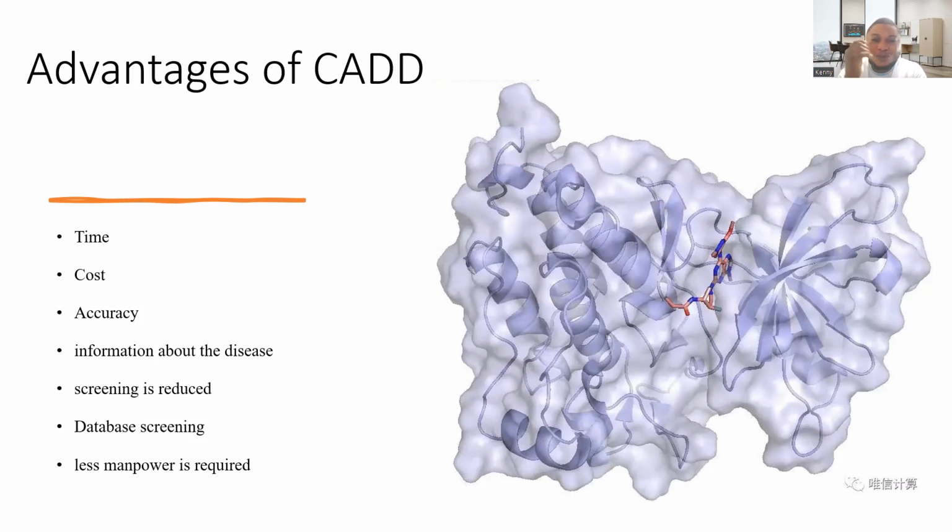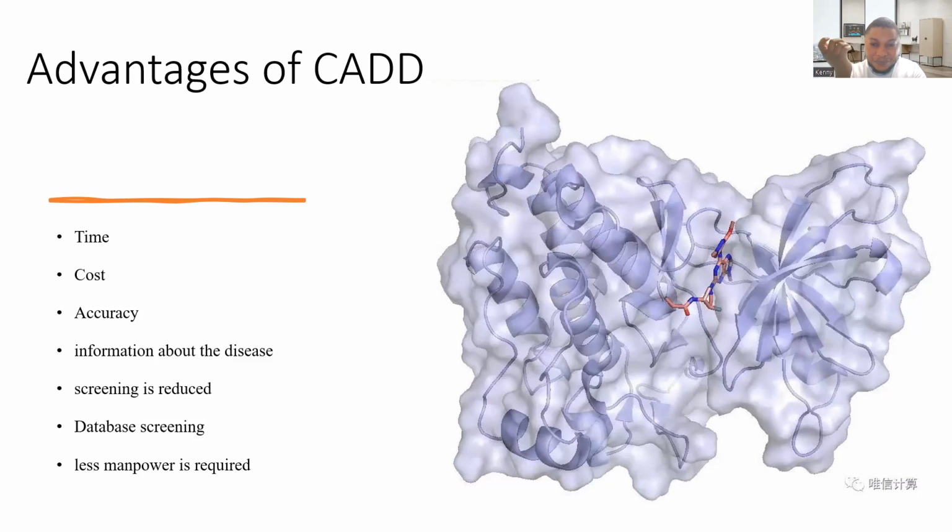Number 2, cost. Imagine for me to buy a kit for the experiment I'm doing, 1 kit is for 5 compounds, close to $1,000 for 5 compounds. So if I'm working on 20 compounds, that means I'm within like 4,000, 5,000 for 20 compounds. Now imagine I'm doing that for 1 million compounds. So being cost effective is an advantage of using computer drug design in drug discovery.